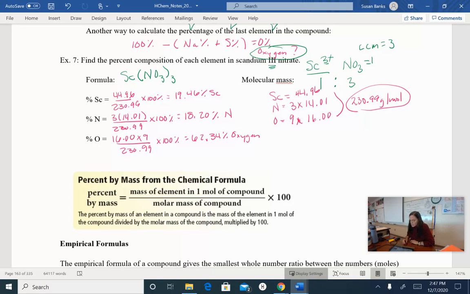Okay, so here's our formula for mass percent. It's pretty easy. It's pretty self-explanatory. You guys have been doing this since 4th or 5th grade.